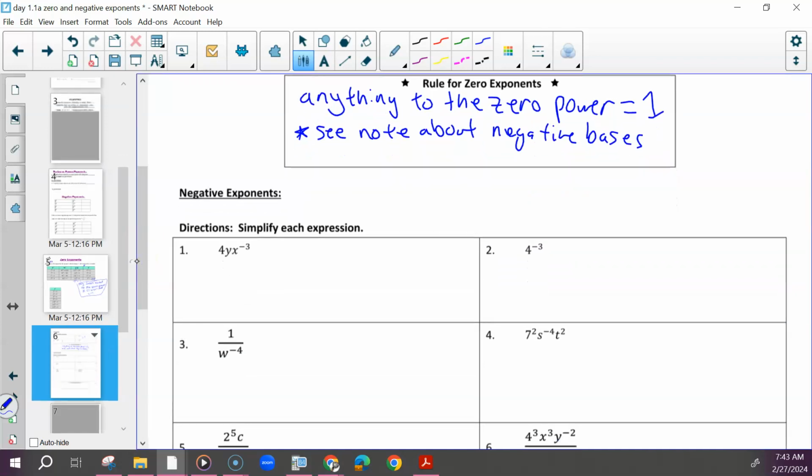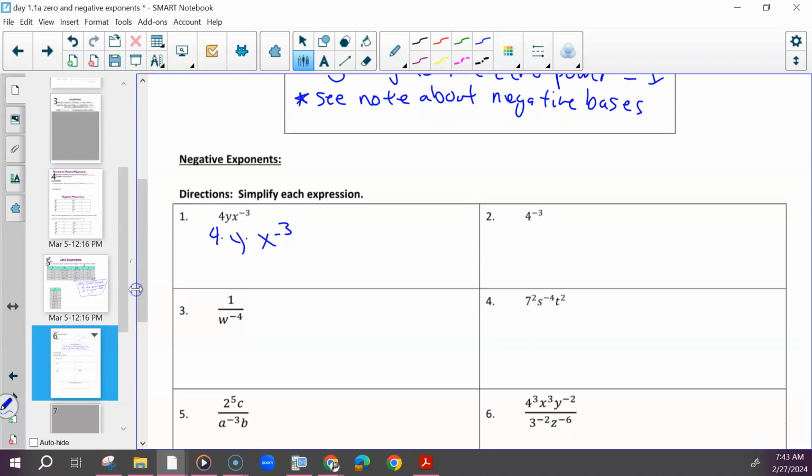So let's start at number 1. First, you have to think about each of these multiplying separately. Negative 3 doesn't go to everything because it's not in parentheses. So this is the same thing as saying 4 times y times x to the negative 3. 3 different things, just smushed together. The 4 and the y would not change because they don't have a negative exponent or a 0 exponent, but the x to the negative 3 can. Using our notes from yesterday, how could we rewrite this?